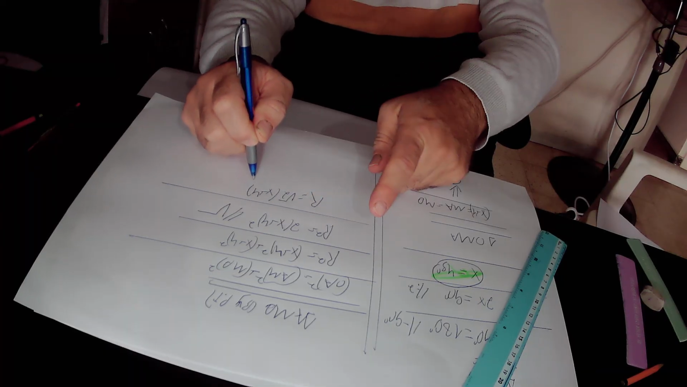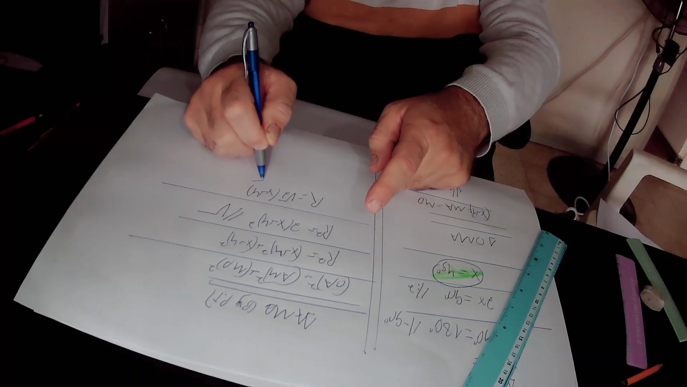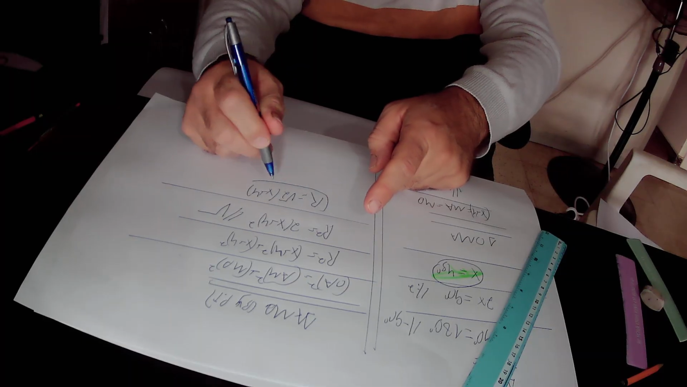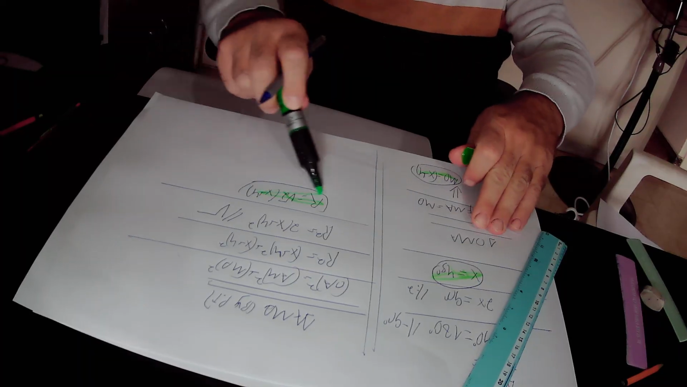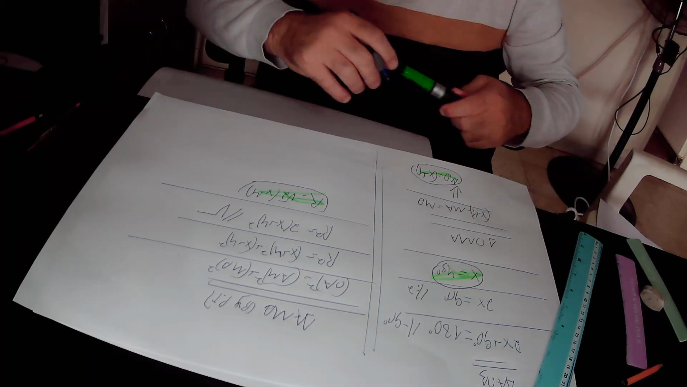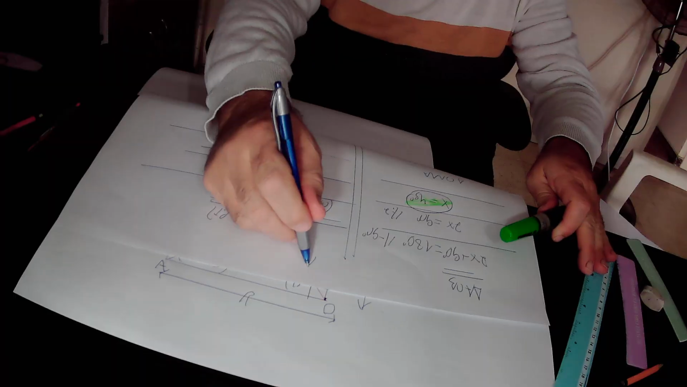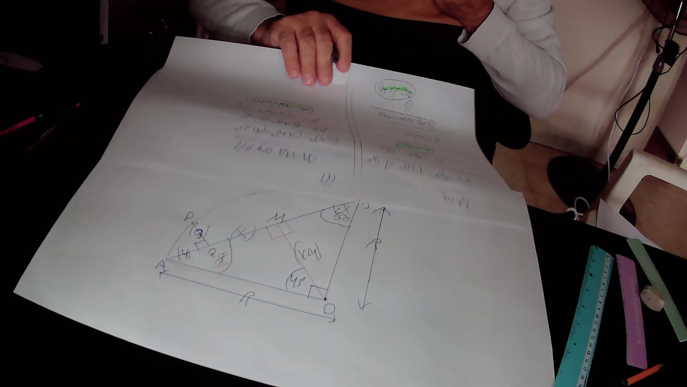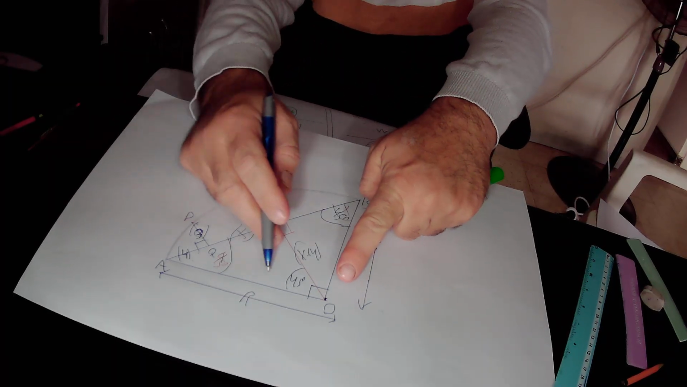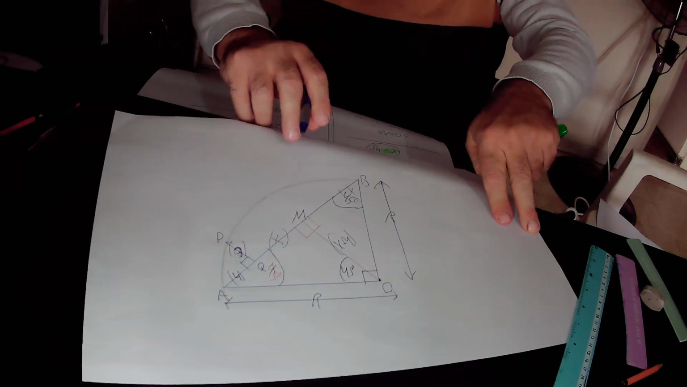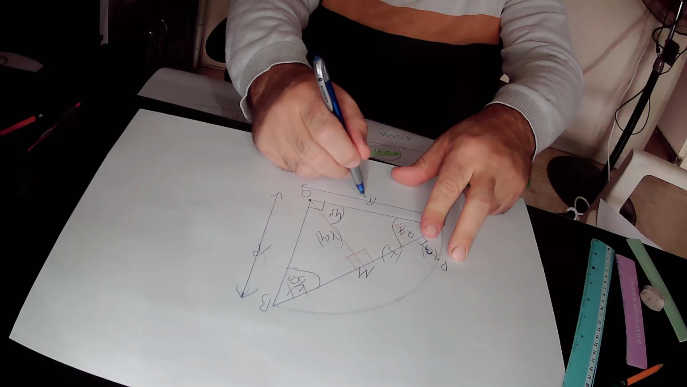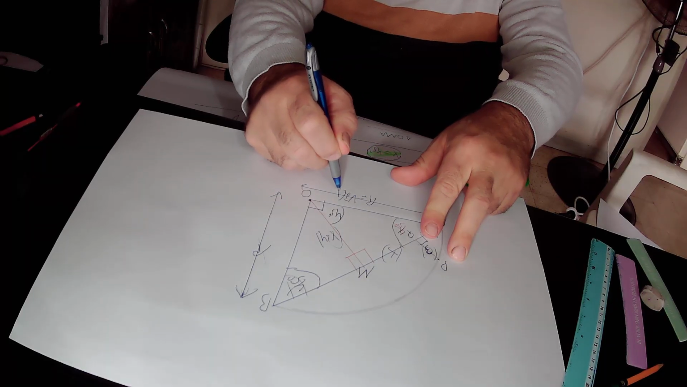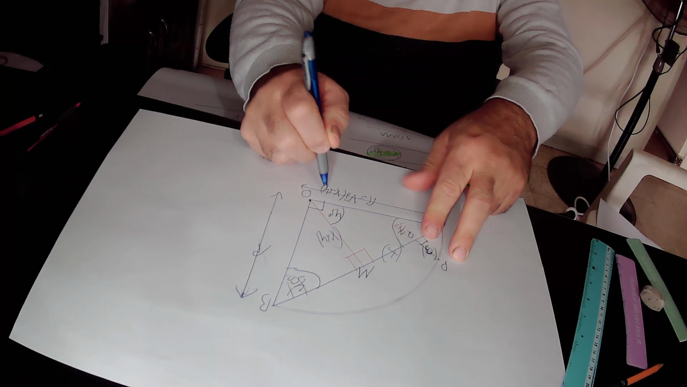So in total, the radius of the quarter circle equals the square root of 2 times x plus 4 units in length. This is the radius of this quarter circle. It equals the square root of 2 times x plus 4 units in length.